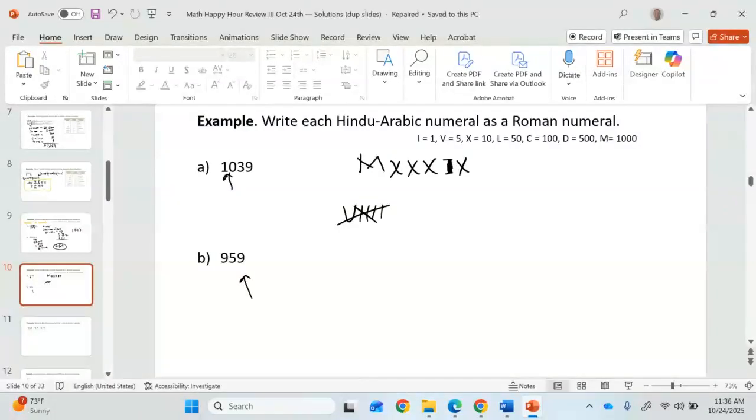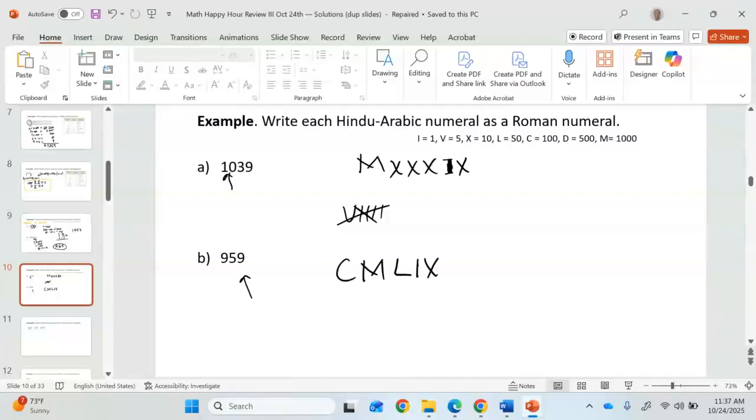To do 959, I would do 900. Again, I could not use D and 4 C's. Instead, I'm going to take the 1,000 and subtract 100. So this is going to be CM. So that's 900, like 1,000 minus 100. And then 50. To do 50, it's already there: L. And then to do the 9, which we did before, would be I and an X. And this is how we write down our numbers as a Roman numeral.